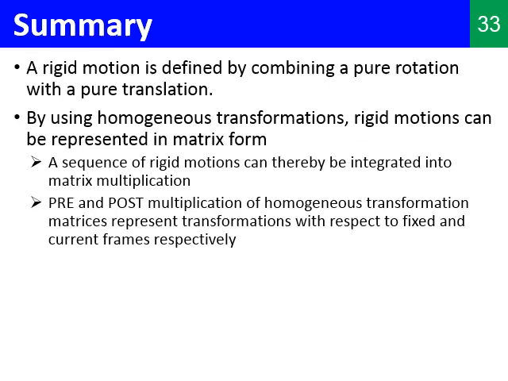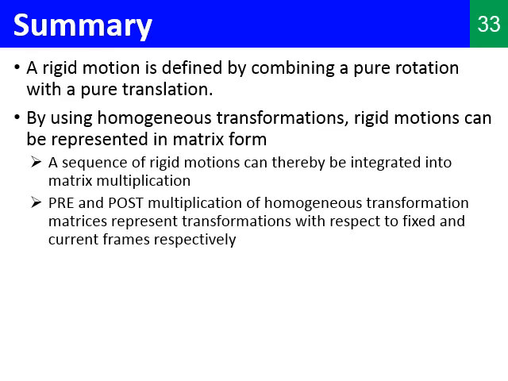With that, we have come to the end of this lecture. Let me summarize what we studied. So we defined a rigid motion by combining a pure rotation with a pure translation. So the order did not matter. We can first do the rotation and then do the translation, or we can first do the translation which is followed by a pure rotation.